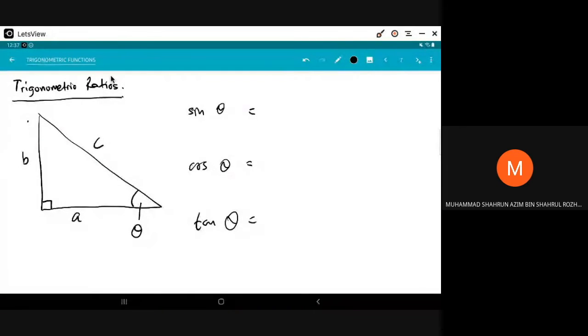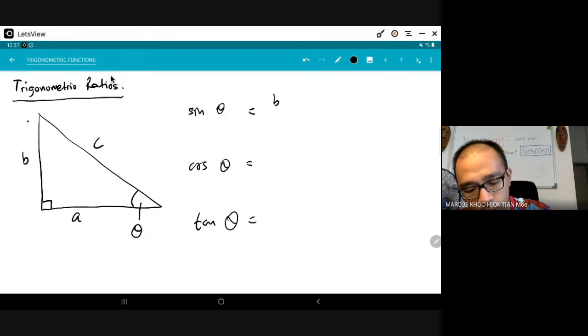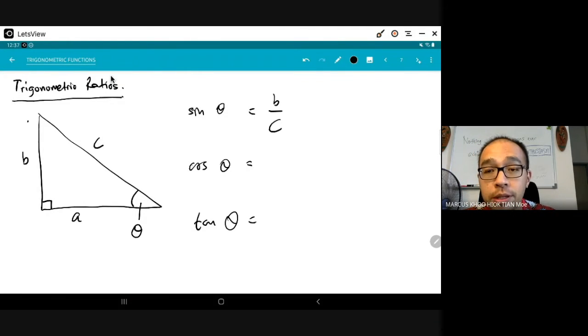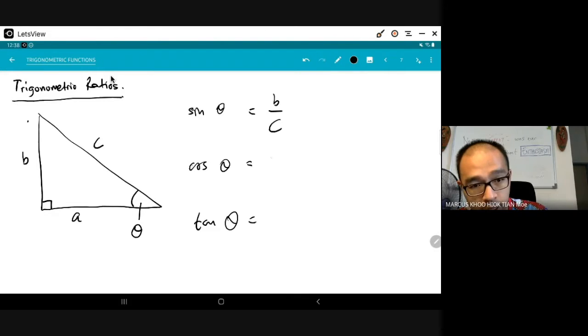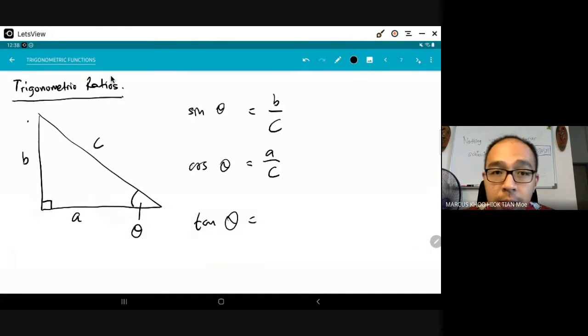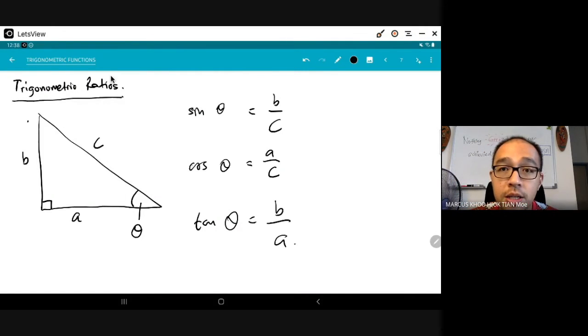B over C. Sorry, one by one, please. Everybody answer. Okay, sine is B over C, opposite over hypotenuse. The most important thing is you identify which is the hypotenuse. Cos theta? A over C, very good. And tangent theta? Tangent theta is B over A. So these are the three trigonometric ratios.